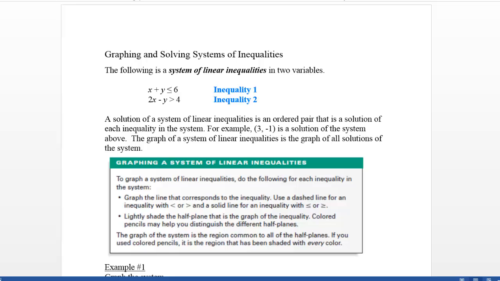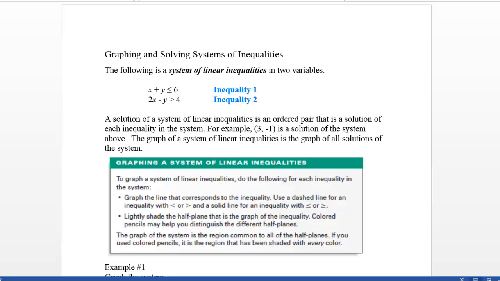For our last lesson in this unit, we're going to take what we've learned from inequalities and what we've learned from systems of equations, and we're going to combine those two concepts together. You may recall that a solution to a system of equations is generally the point at which they intersect.